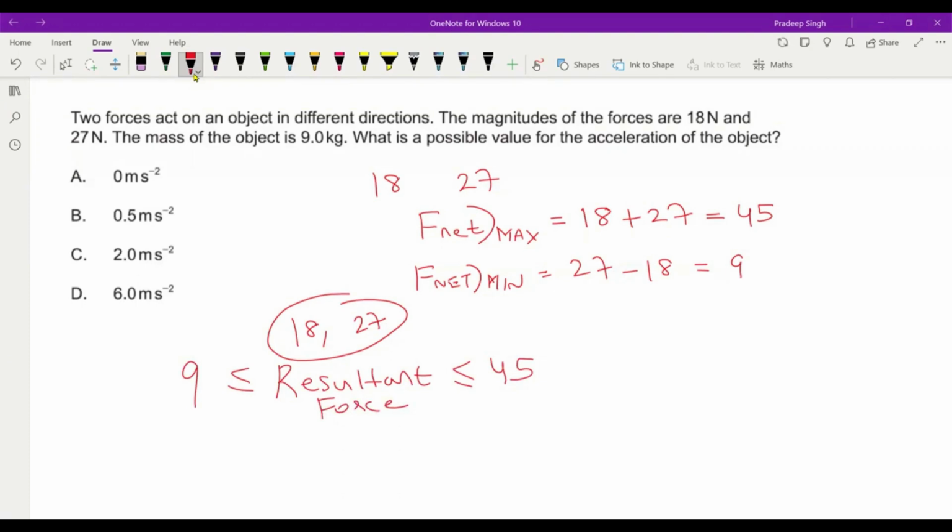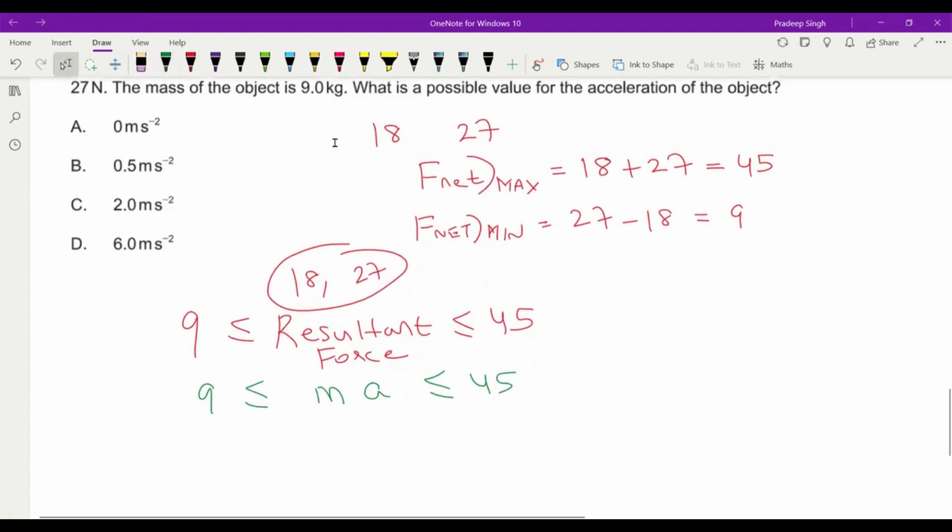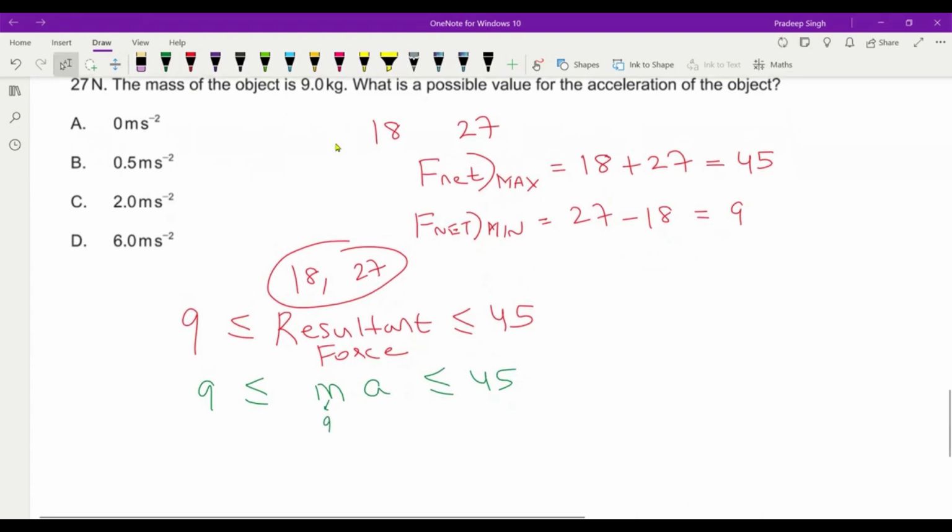So is it making sense so far, both of you? Yes, sir. Now, how do we find acceleration from force? Force is mass into acceleration, right? So let's write down 9 is less than or equal to ma less than or equal to 45. Mass of the object is 9 kilograms. So if we put m as 9 and simplify, we will get this. So the value of acceleration will have a range. It can be from 1 all the way till 5, depending on the angle between them.